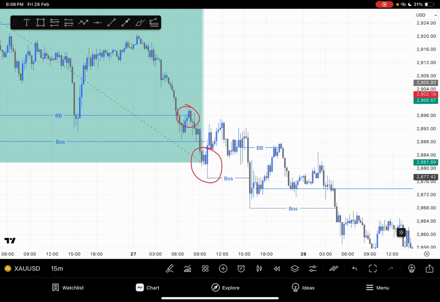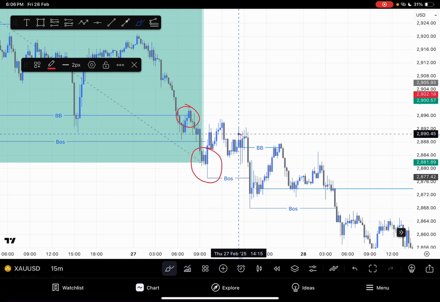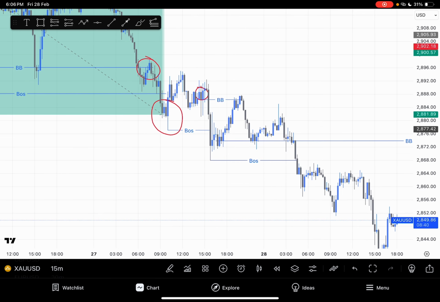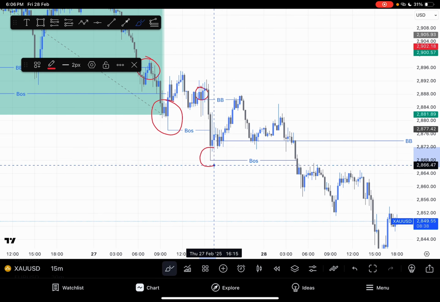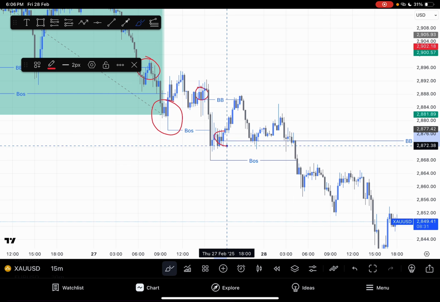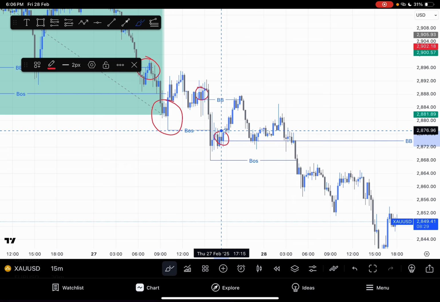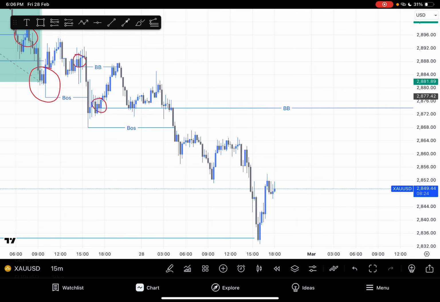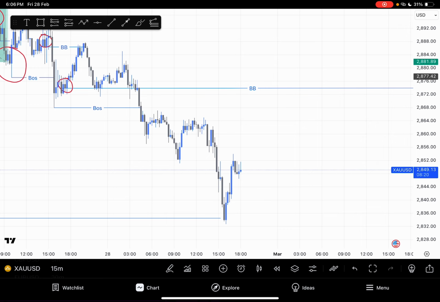Creating a break of structure there. Came back again for this breaker block. Pushed to the downside, creating a break of structure again. So price was supposed to come for this breaker block, but instead price ignored it and kept on moving to the downside, creating multiple breaks of structure to the downside, ignoring that breaker block.